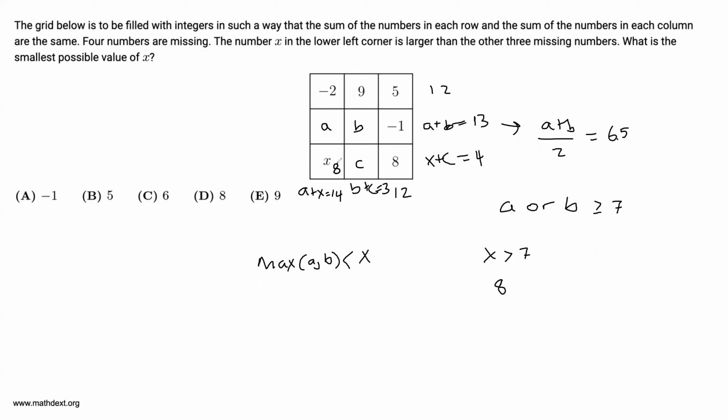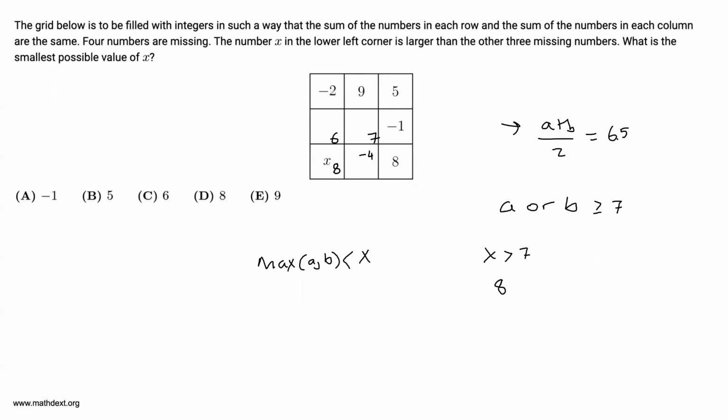Then what would A have to be? Since A plus X is 14, A would have to be 6, B would have to be 7. And C, because this row has to sum up to 12 and X plus C is equal to 4, C would be -4. And now you can just check to see whether this grid works, because if it does work, we'd just be done. So I'm going to erase all of this.